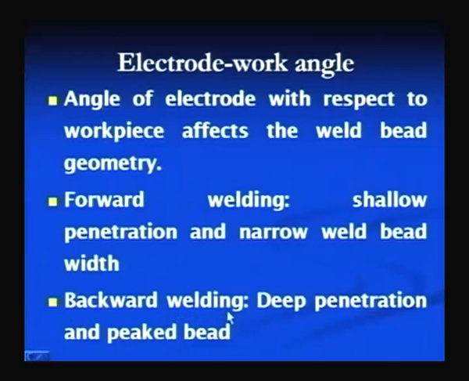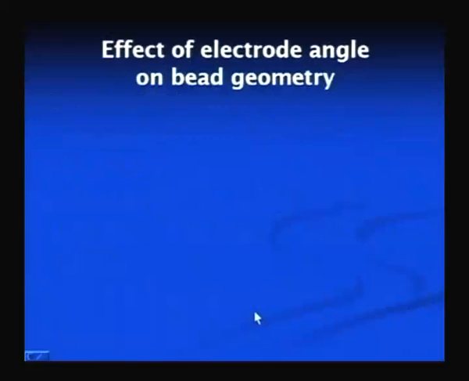On the other hand, in backward welding, when the electrode is pointed towards the region which has been already welded, it results in deep penetration and a peaked bead. Here reinforcement will be high and weld bead width will be smaller.